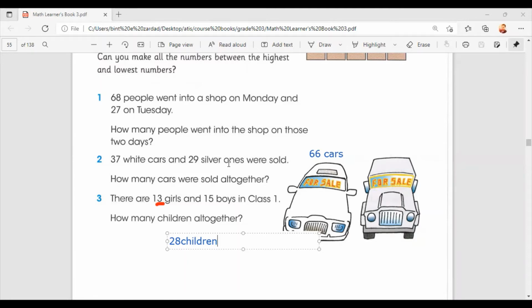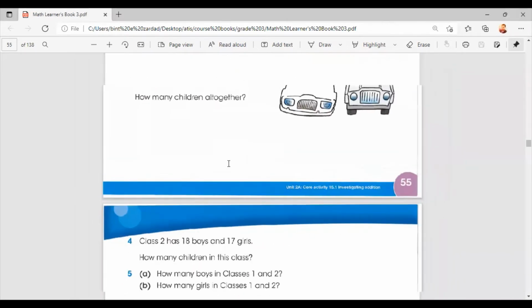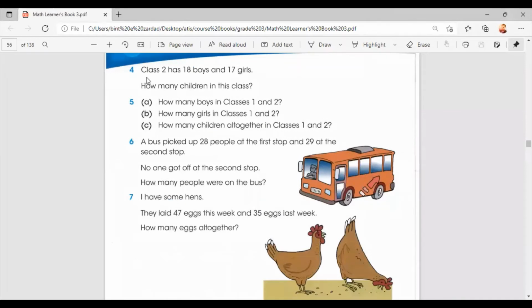Question number 4. Class 2 has 18 boys and 17 girls. How many children in the class? 18 plus 17. 8 plus 7. Ones with ones, the first number from the right side, right to left. Ones, tens, hundreds. So ones, 7 plus 8 equals 15. 5 here, 1 carry. So 1 plus 1, 2, plus 1, 3. 35 children.